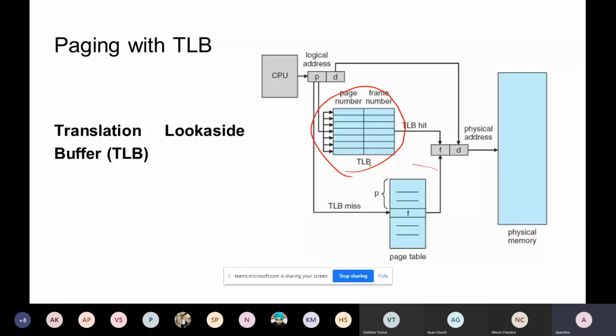Buffer means, of course, you can store something. What you are storing here? You are storing maybe some most recent page to frame mappings. Okay. So for this page to frame mapping, what happens?